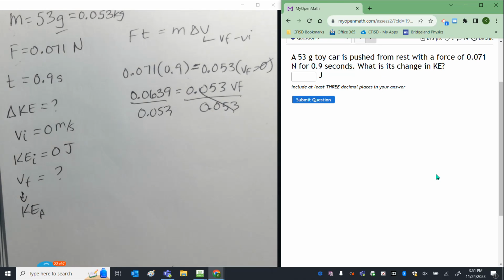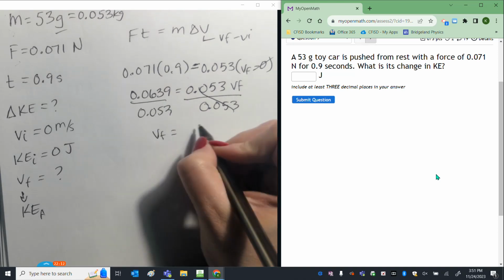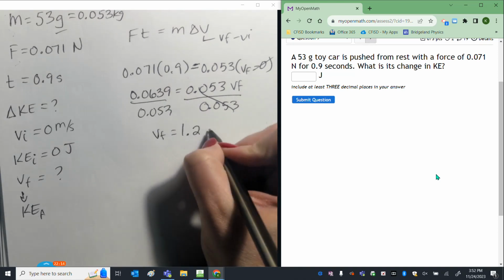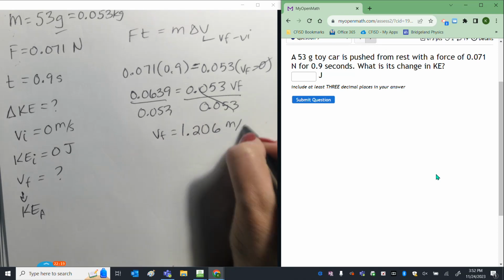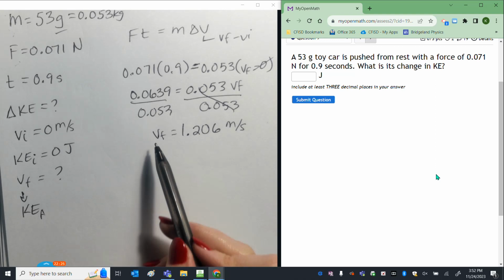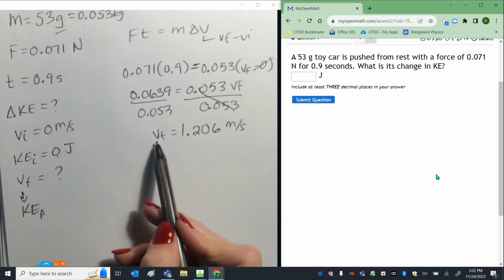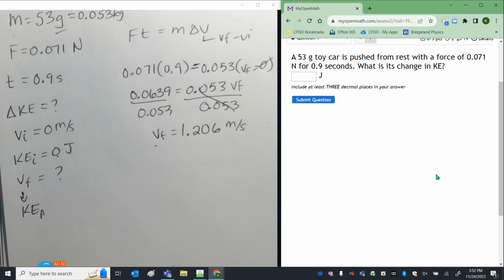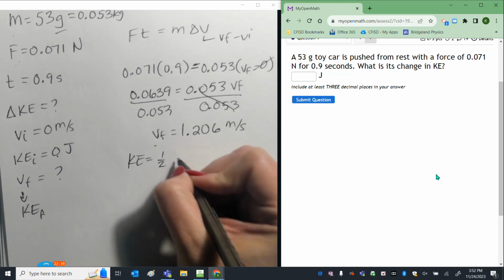And when we do that, it gives us a final velocity of 1.206 meters per second. That is rounded, okay? But it doesn't want the final velocity, it wants the change in kinetic energy. So we need to figure out how much kinetic energy this is. We know it started out with 0. So if we figure out how much this is, our final kinetic energy will be equal to our change since we started at 0. Again, kinetic energy is KE equals 1/2 mv squared.